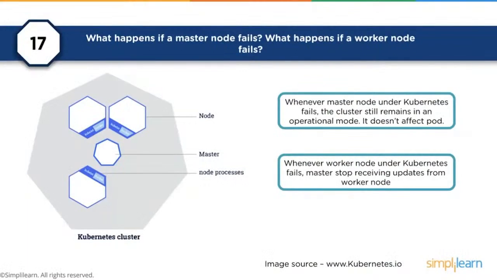So what happens if a master node fails? What happens if a worker node fails? How would Kubernetes manage that? Well, Kubernetes is really designed for this kind of scenario, and the response would be that the pod itself does not get affected. Kubernetes will actually respond and fix the failed node, whether it needs to be repaired, restarted, or replaced.